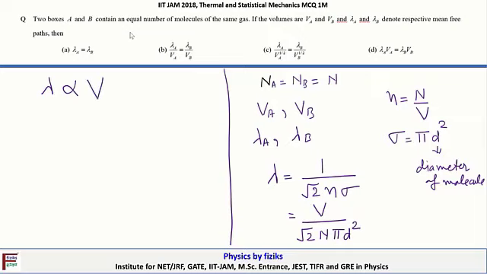So therefore we can write for two different boxes lambda A upon Va is equal to lambda B upon Vb. So therefore option D is the correct one here.